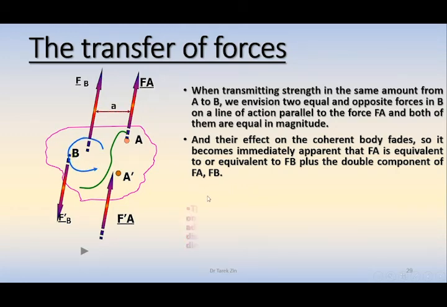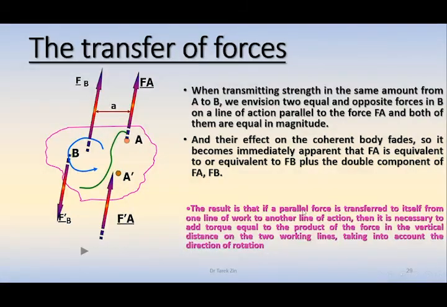Means if you move that one, the result is that the parallel force is transferred to itself from one line to another acting line. Then it is necessary to add torque equal to the product of that force and the vertical distance of the two working lines. يعني ايه؟ انا هنقلها من المكان ده للمكان ده، المسافة دي قد ايه؟ لازم تكون perpendicular. خلاص، يبقى هتنقلها بقيمة الفورس هي ومعاها عزم. العزم ده جاي منين؟ من القوة دي مضروبة في المسافة دي. يبقى نقل القوة يعني ان انت هتاخدها بالقوة وعزم دوران، وانتهينا بهذا الشكل.